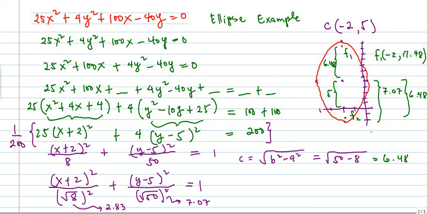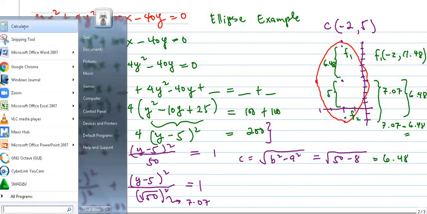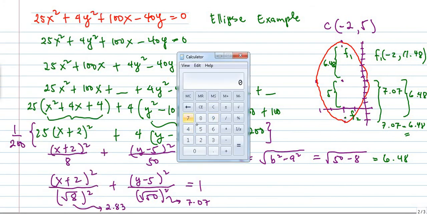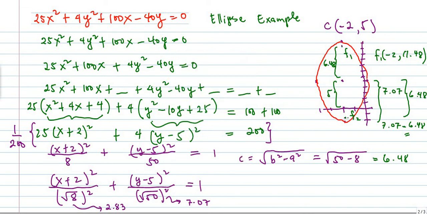So F2, 7.07 minus 6.48, that is equivalent to, so calculator, minus lang, 7.07 minus 6.48 equals 0.59. So 0.59.